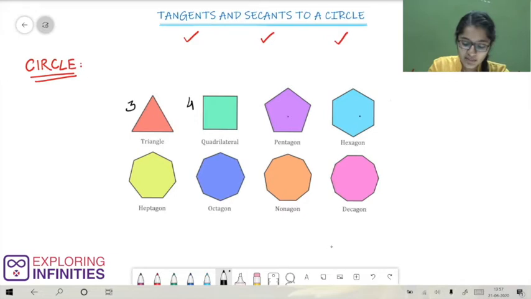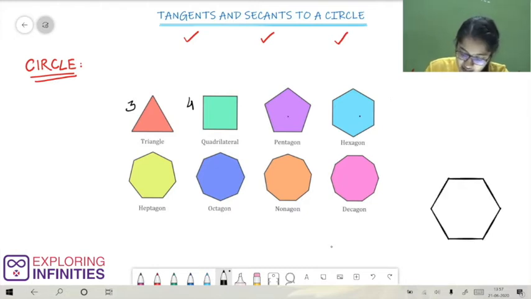Now what is common among all of these polygons? It is the fact that they are all made up using line segments. For example, a hexagon is made using 6 line segments. But in the case of a circle, do we have any line segments? No. Then what do we have? We have a collection of infinitely many points.